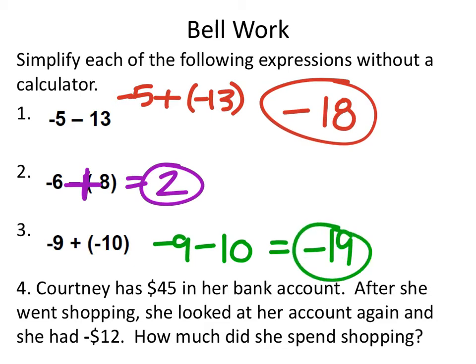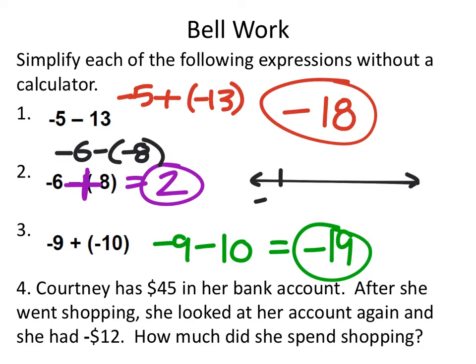We can show number 2 with the negative thing, right? So I'll rewrite it. It's -6 minus -8. Now on a number line, I'm going to start at -6, which is over here to the left. Okay, and 0 would be over here. 1, 2, 3, 4, 5. So that's -6 right there, and this is 0 right up in here.